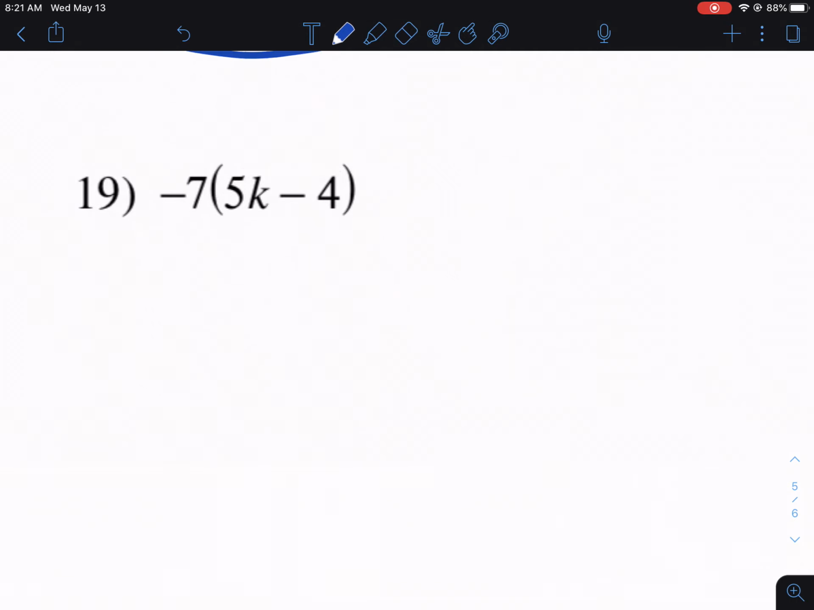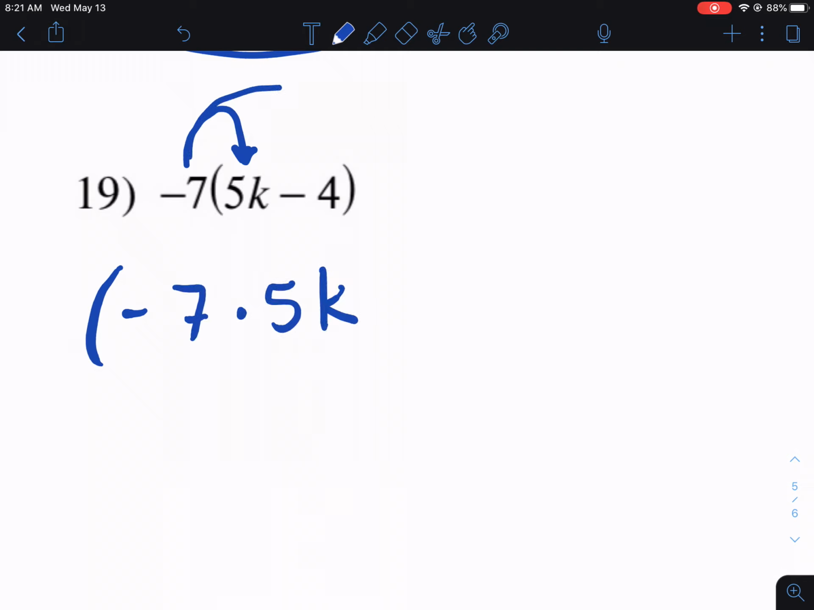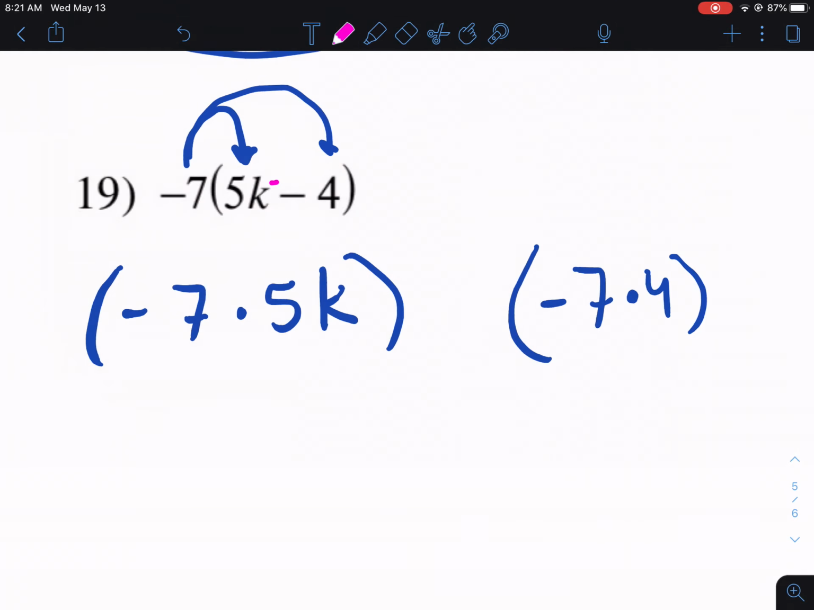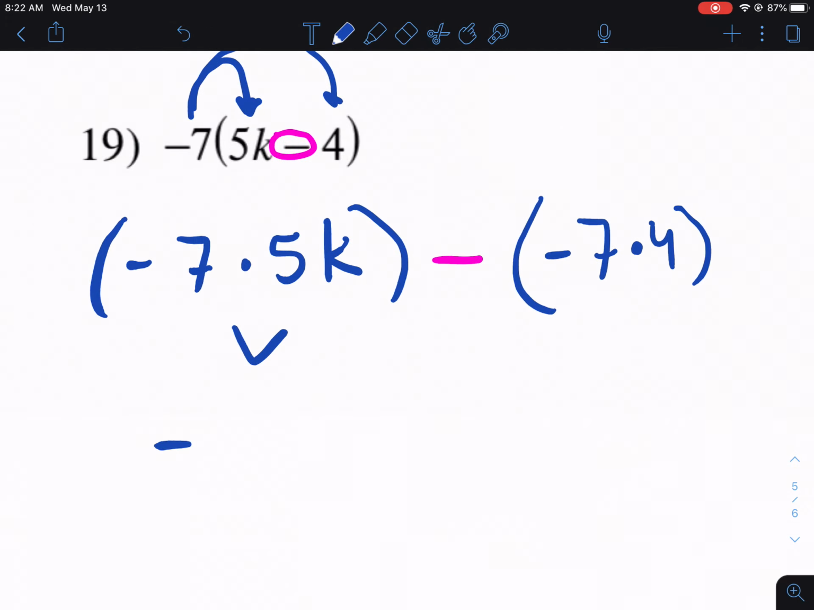Negative 7 times parentheses 5k minus 4. Distribute. Negative 7 times 5k. Negative 7 times 4. This is minus. Negative times positive is negative. Negativo por positivo is negativo. 7 times 5 is 35. 35 k. Minus.